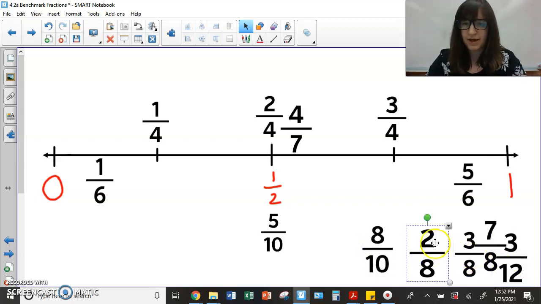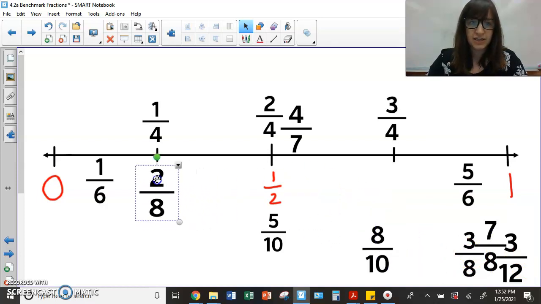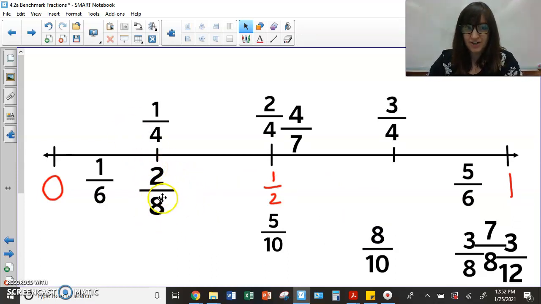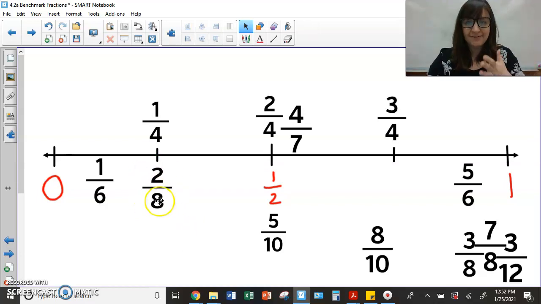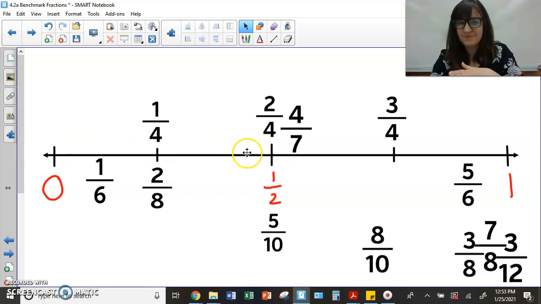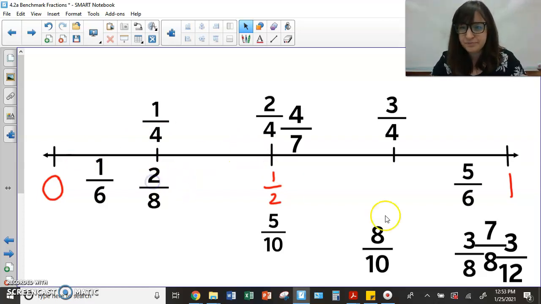Let's look. 2/8 is actually equivalent to 1/4, because when I simplify this fraction, I get 1/4. If I multiply my numerator by 2 and my denominator by 2, I get this fraction, which you'll see if you are looking at my video on equivalent fractions. But I know that half of 8 is 4, so 4/8 would be in the middle. And then you take 4 and the half of 4 is 2. So this is like the halfway point to my halfway point. So 2/8 kind of fits down here.